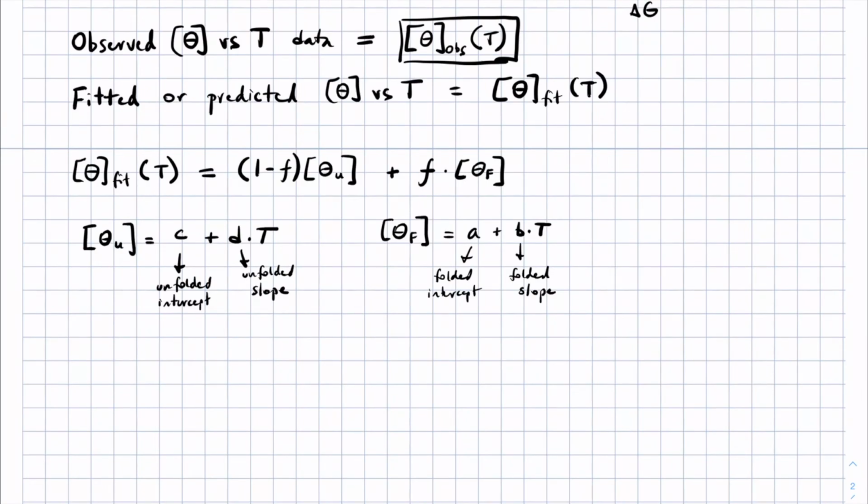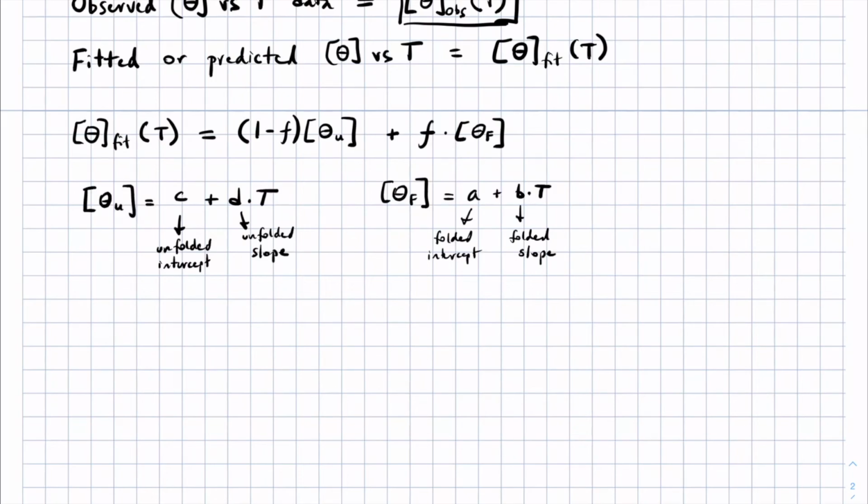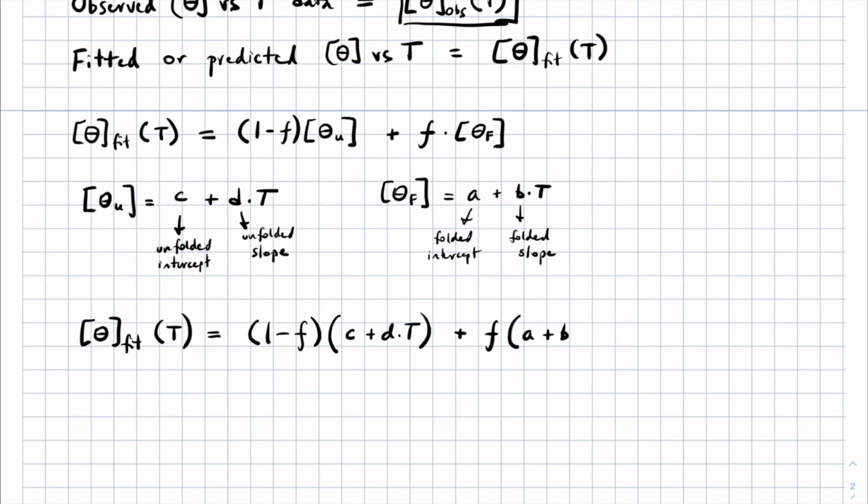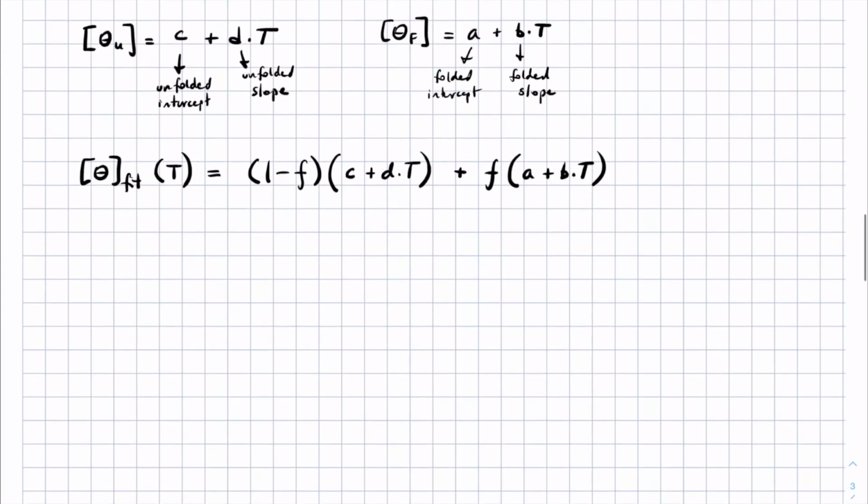All right, so we can revise our equation for the fitted molar ellipticity: 1 minus F times (A plus B times T) plus F times (C plus D times T). And that we get just by substituting in this definition of how the unfolded CD signal varies linearly with temperature and how the folded CD signal varies linearly with temperature. All right, so that's one way that we've captured some of the temperature dependence of the CD signal that we see as the experiment goes on.